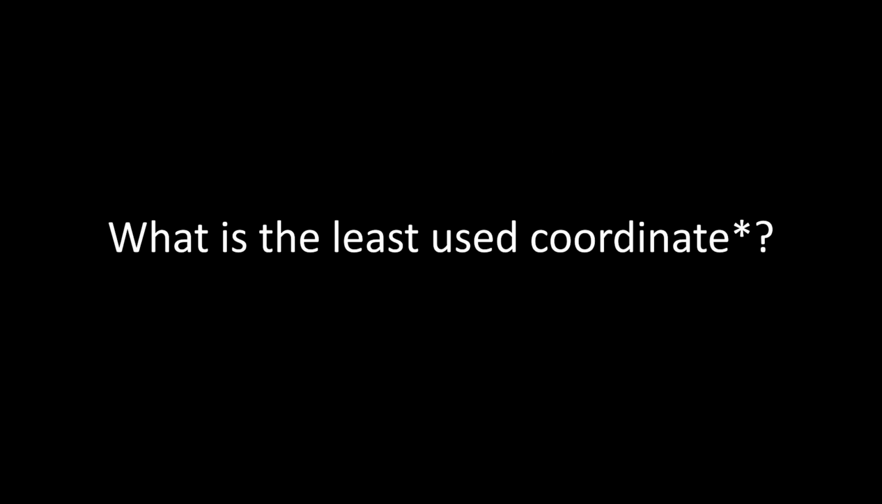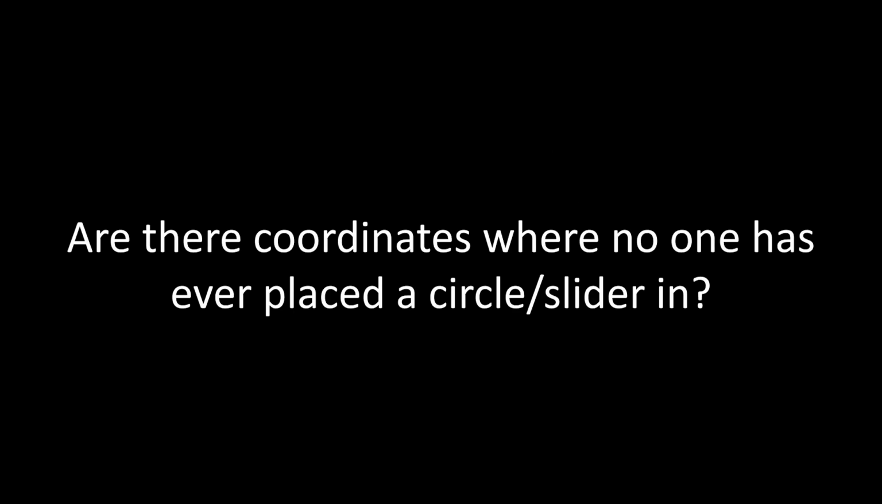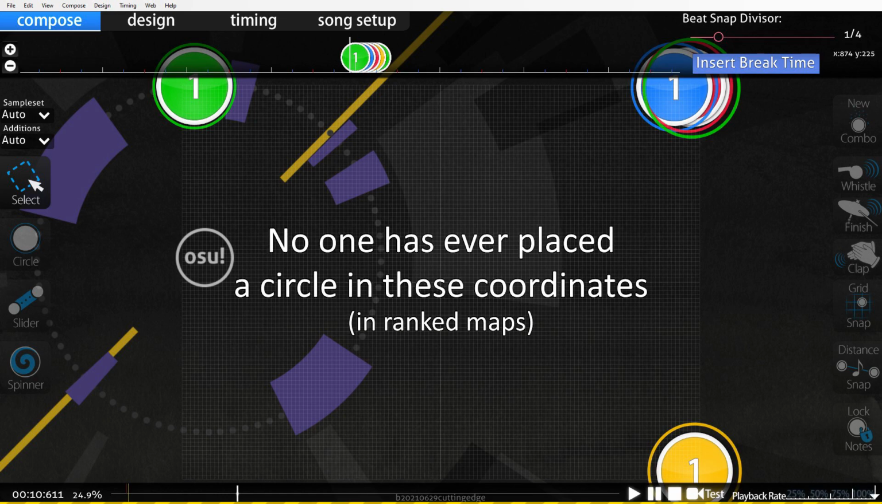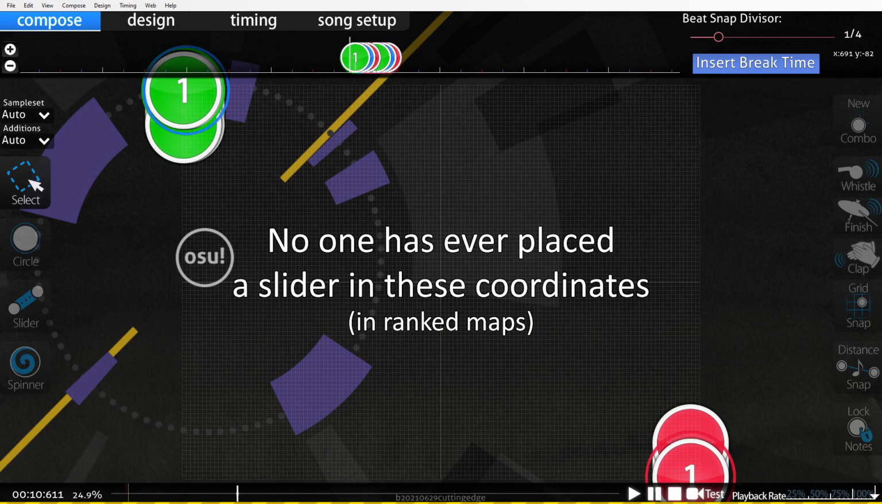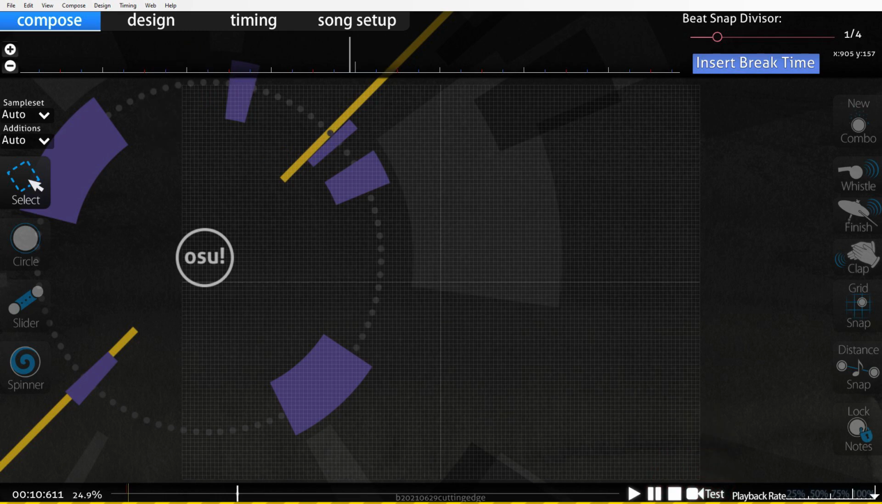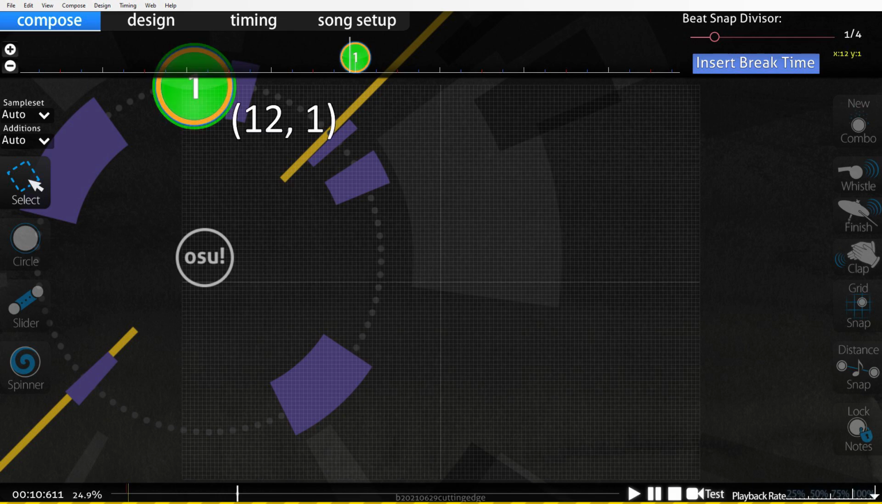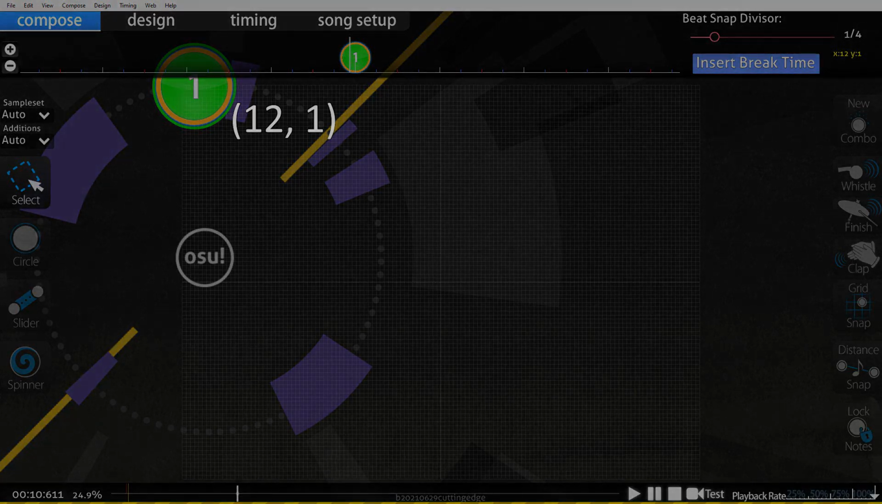We can take this further by considering the type of object being used, and we can find coordinates where no one has ever placed a specific type of object and gotten it mapped ranked. There are 5 coordinates where no one has ever placed a circle, which are shown here, and there are 3 for sliders, shown here. Which means that if you've ever made a map and you've placed a circle at exactly 12, 1 on the grid, your map is, statistically, not rankable.